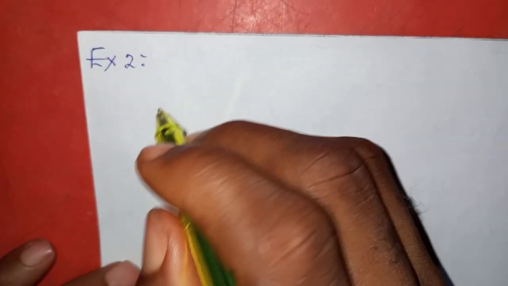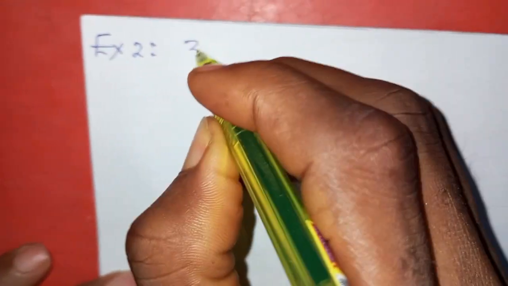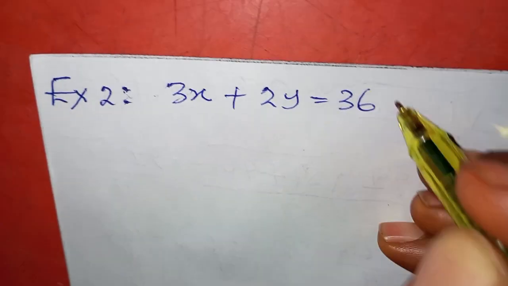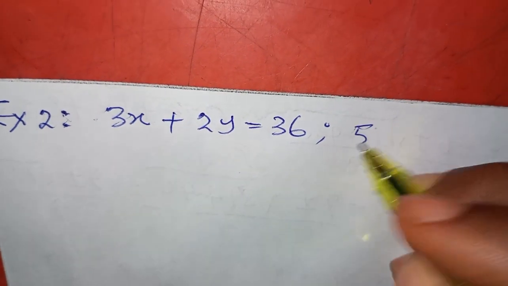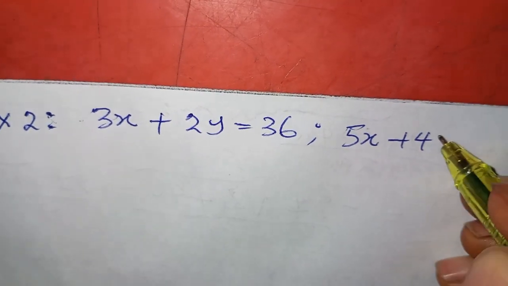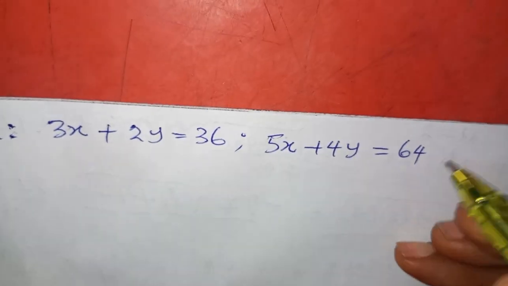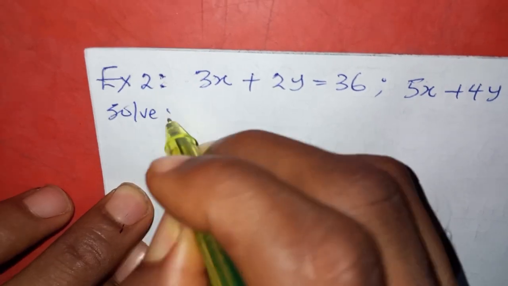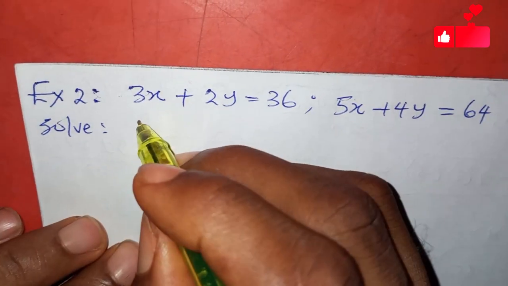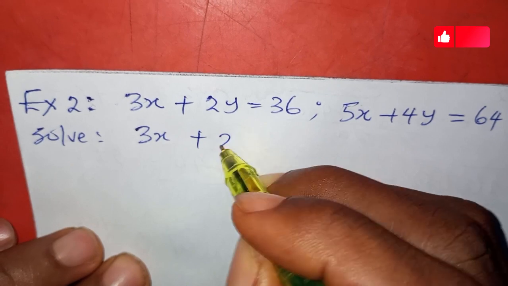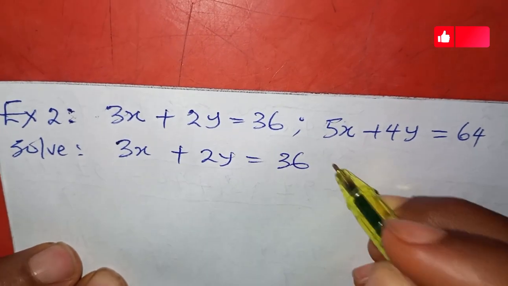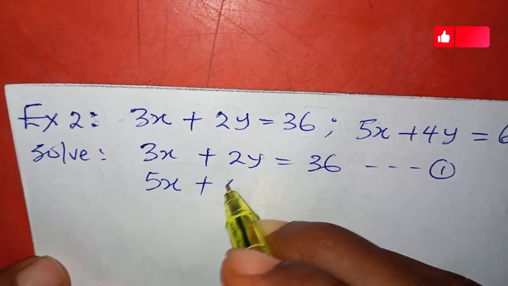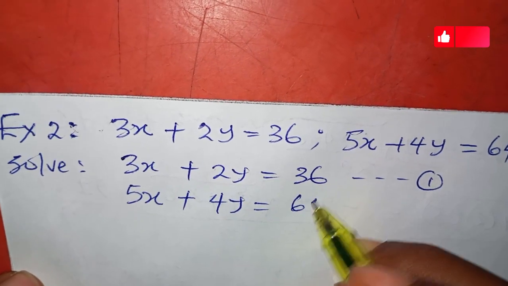Alright, a second example we have here: 3x plus 2y equals 36 and 5x plus 4y equals 64. Now let us solve. First of all, you arrange the equation. So we have 3x plus 2y equals 36. That is equation 1. 5x plus 4y equals 64.